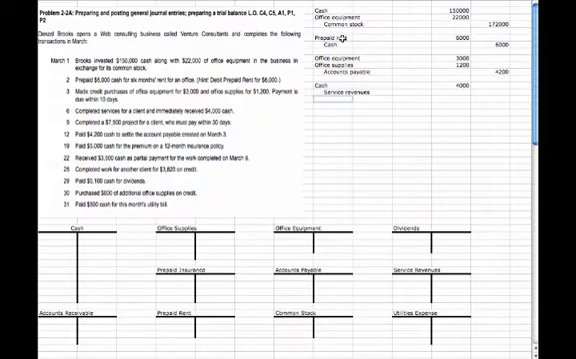Now we increase service revenues because that's a revenue account. And remember, revenues increase stockholders' equity. So an increase to revenues of $4,000 is going to be a credit entry.